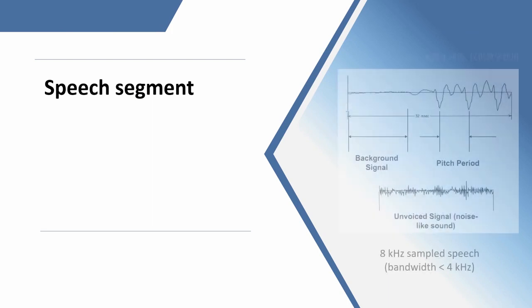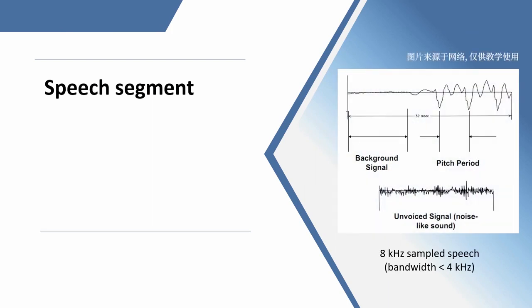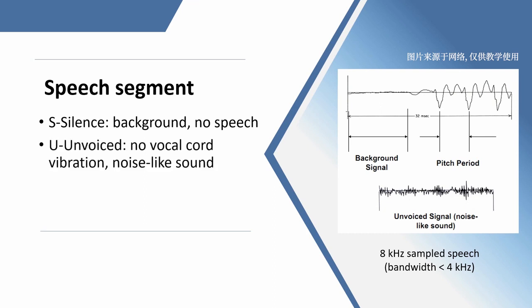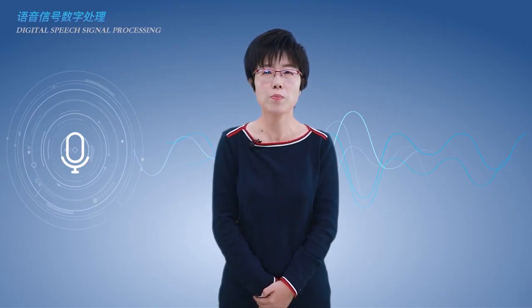Here is a speech segment. It contains three kinds of sound: silence, unvoiced, and voiced. Silence is the background signal and has no speech. Unvoiced is noise-like sound and has no vocal cord vibration. Voiced is quasi-periodic speech and has obvious pitches. In many speech processing applications, SUV classification should be carried out firstly to make sure the whole system works better.